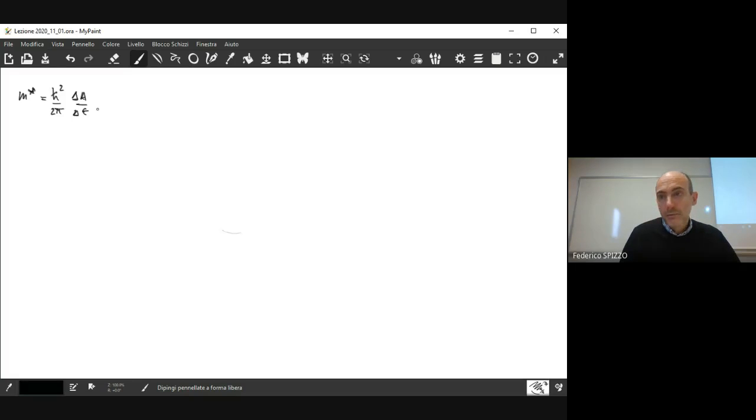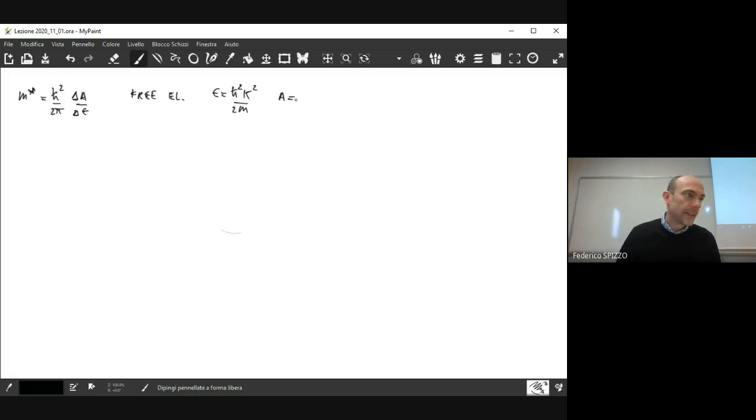If we just try to evaluate this expression in the case we have free electrons, then the energy is equal to h bar squared times the square of the wave vector divided by twice the mass of the electron.